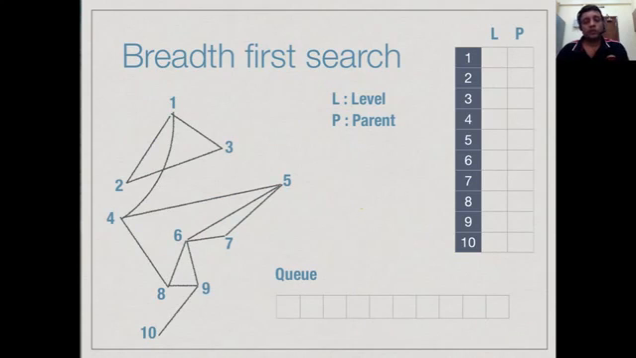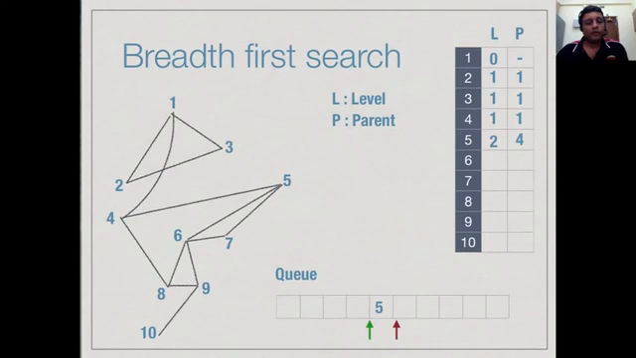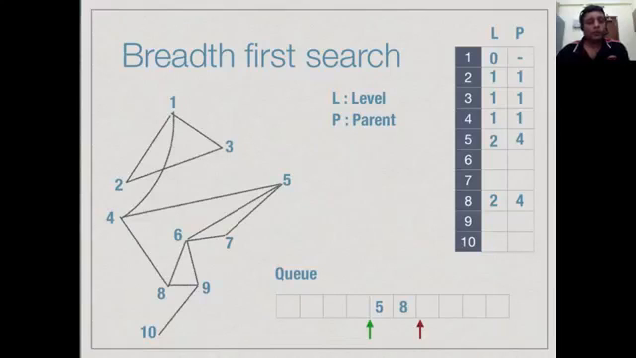We can see how this works on our earlier example. As usual, we start with 1 and we mark its level as 0 and it doesn't have a parent. Now when we add 2, 3 and 4, all of them will be at level 1 and all of them will have as parent 1 because they were explored from 1. Then as before, 2 doesn't add anything new to our list. 3 doesn't add anything new to our list. Now 4 will add 5 and 8. For these two, the level will be 2 and the parent will be 4, indicating that I got to 5 and 8 from 4 in my exploration.